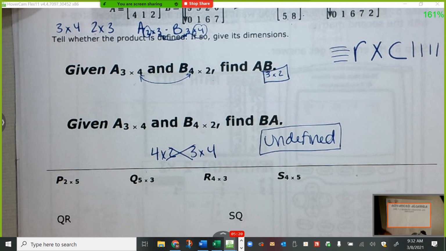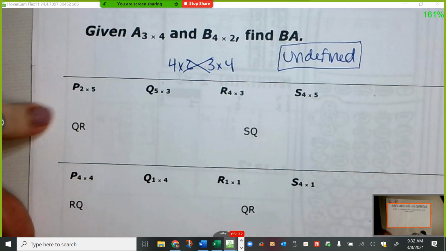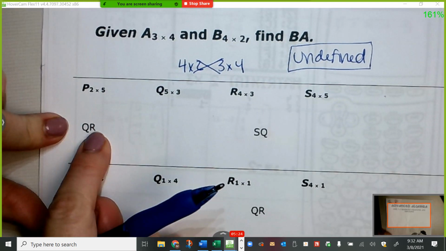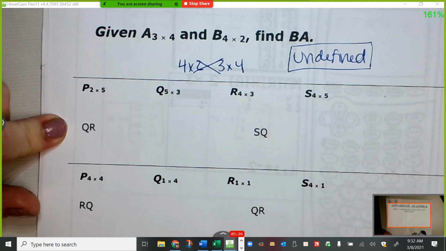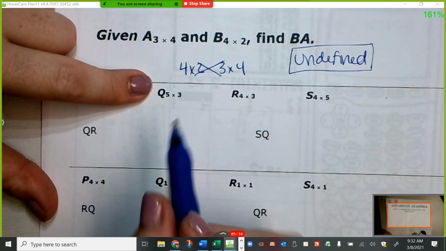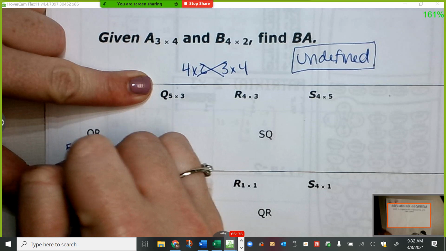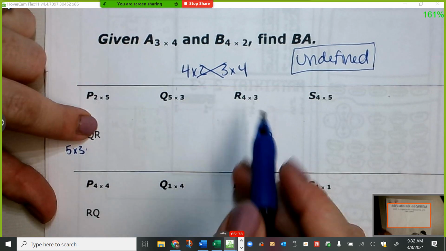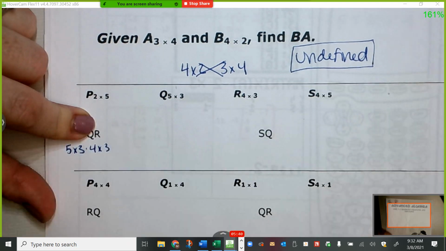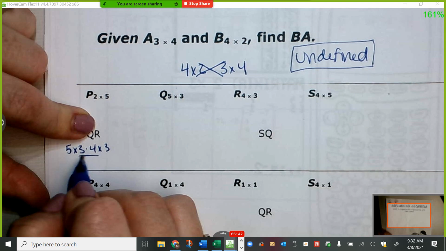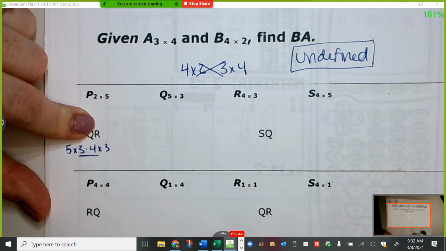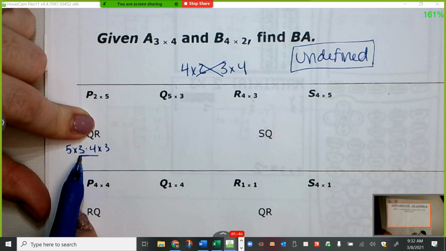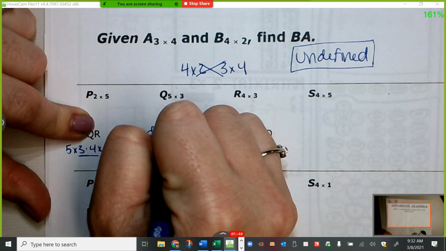So I'm going to do this row with you, and then I'm going to have you try the bottom row. So Q times R. So you're just saying, if you can multiply them, you're telling me the answers, dimensions. If they can't be multiplied, you're just going to say undefined. So Q is a 5 by 3 times R is a 4 by 3. Can you multiply those? Do the middle two match? 3 and 4 don't match, so this is undefined.